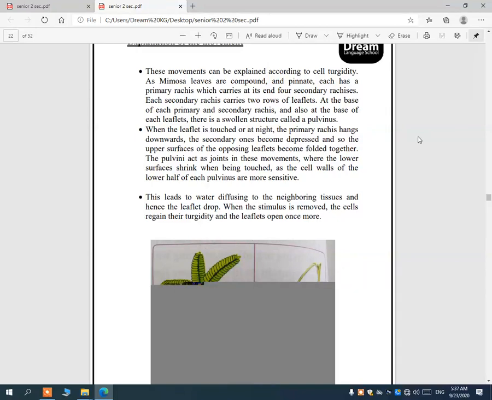When the leaflet is touched, or at night, the primary rachis hangs downward. The secondary ones become depressed, and so the upper surfaces of the opposing leaflets become folded together. The pulvini act as joints in this movement, where the lower surface shrinks when touched, as the cell walls of the lower half of each pulvinus are more sensitive. This leads to water diffusion to the neighboring tissue, and hence the leaflet drops. When the stimulus is removed, the cells regain their turgidity and the leaflets open once more.